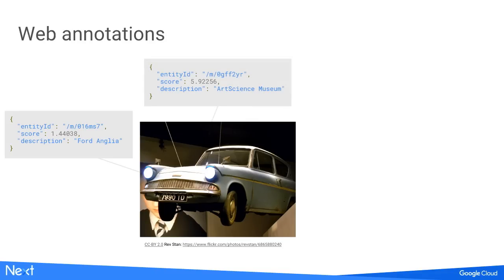Second entity returned is Art Science Museum. And this is a museum in Singapore where this car is on display. And it is finally able to tell me that this car is from Harry Potter, which is a literary series. So lots of great metadata you can get back from web annotations.